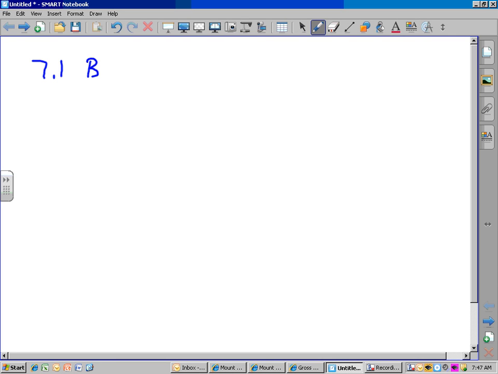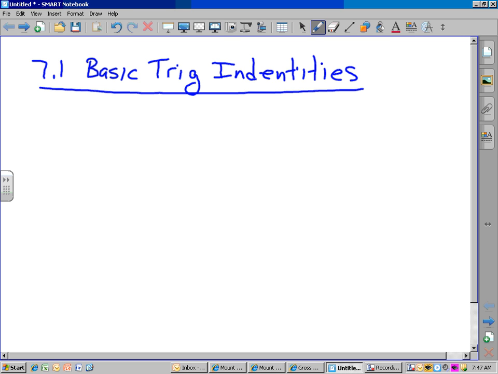7.1 basic trig identities. These are the building blocks, the groundwork for more complicated problems. Okay, I'm just going to give you a list of identities that you have to know. Some of these you already do know.